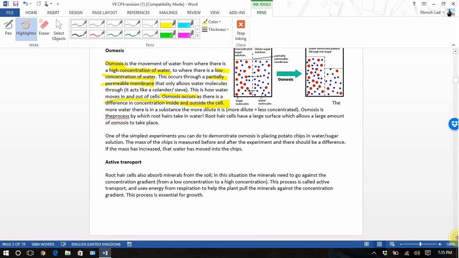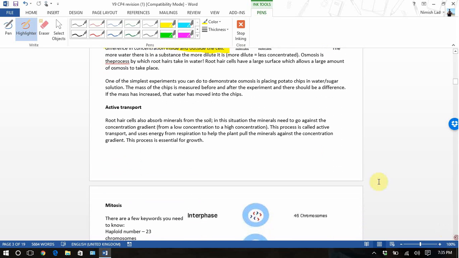Active transport is where root hair cells absorb minerals from the soil. In this situation, you need to go against the concentration gradient. So the root hair cells are taking it from an area of low concentration to high concentration. That's called active transport. Energy is required for this process. And this process is also essential for growth.